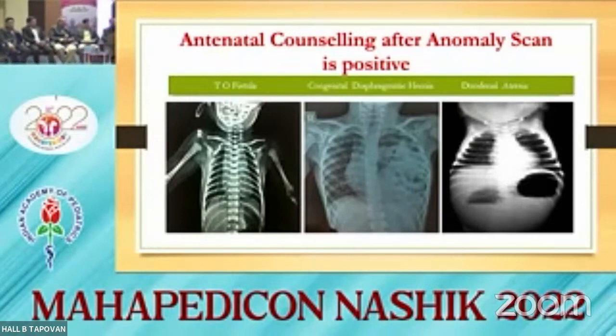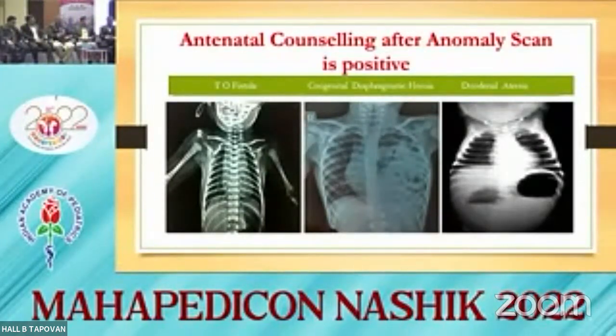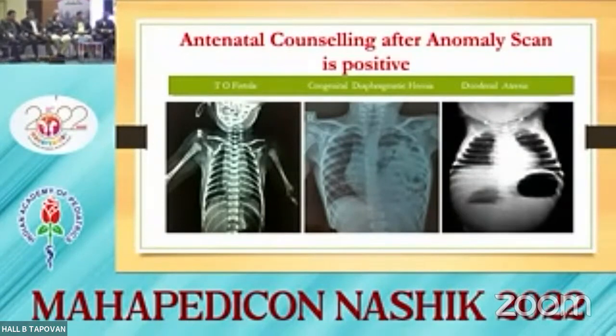Which anomalies should be referred to a pediatric surgeon and which need not be referred to us? In general, actually, all GI tract anomalies and renal anomalies should be referred to a pediatric surgeon. Anomalies of limb, anomalies of the heart, and anomalies of the CNS should not be referred to a pediatric surgeon. They should be referred to the respective branches.